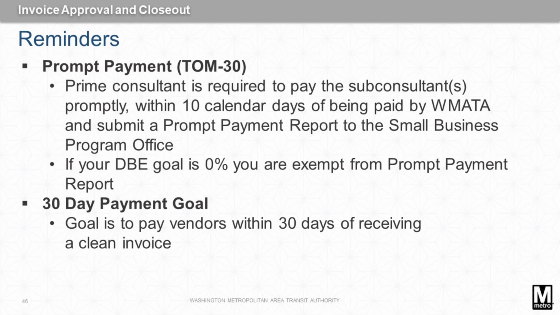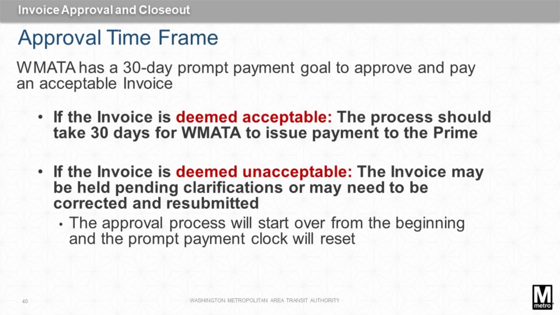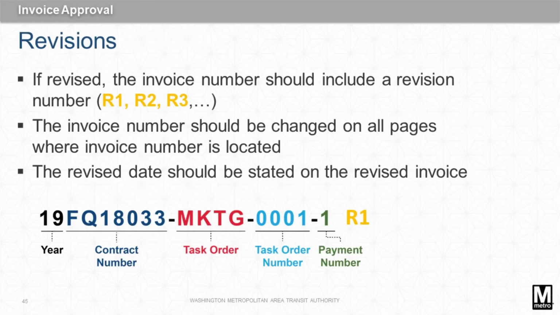If the invoice is deemed unacceptable, the invoice may be held pending clarifications or may need to be corrected and resubmitted. If this occurs, the approval process will start over from the beginning and the prompt payment clock will reset. If resubmission is necessary, it would have a revision number associated to the new attachment.